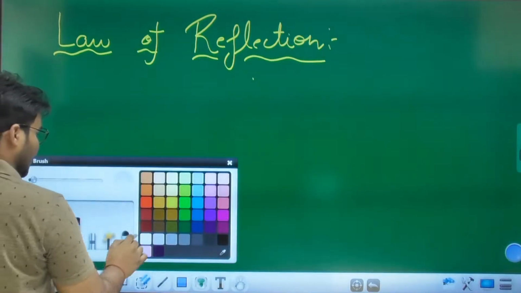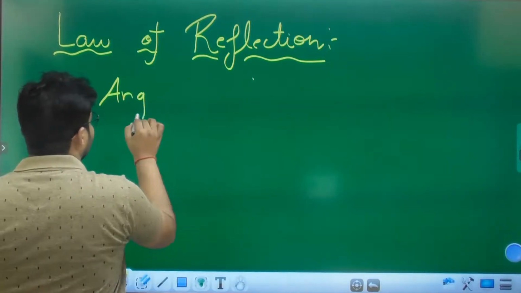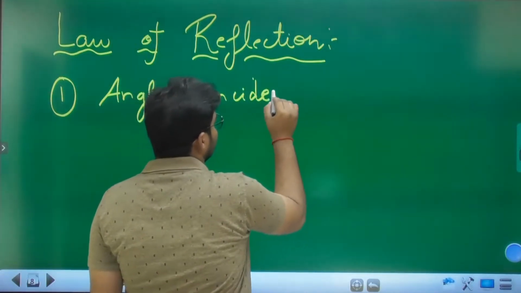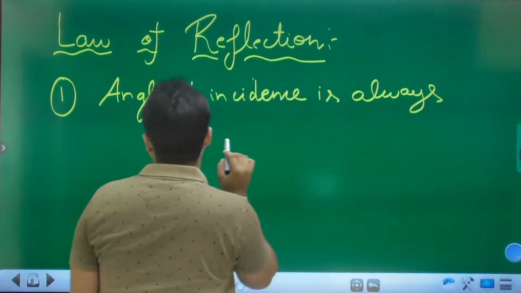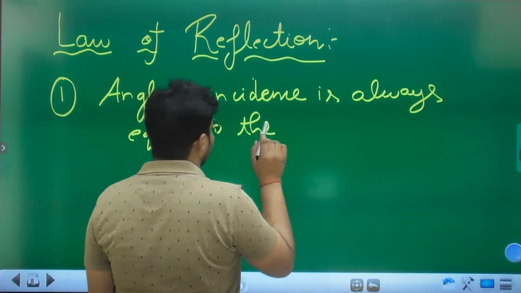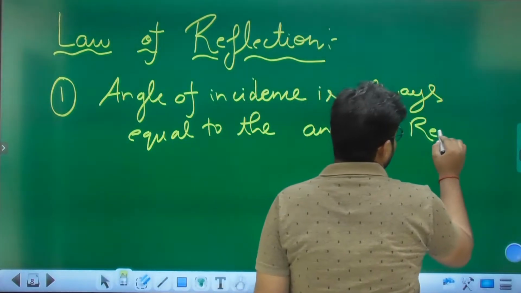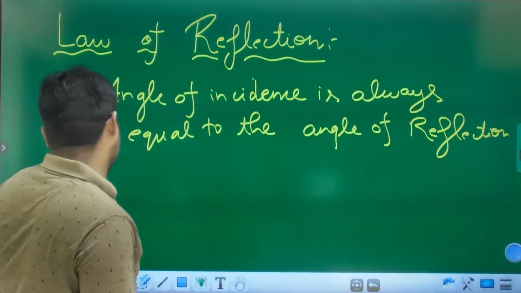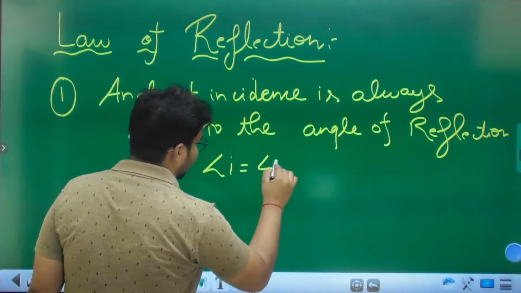So I am telling about the laws of reflection. The first law is what? The angle of incidence is always equal to the angle of reflection. Clear? So we write here: angle i is equal to angle r.